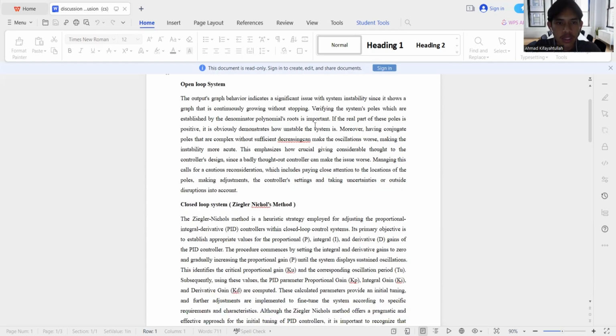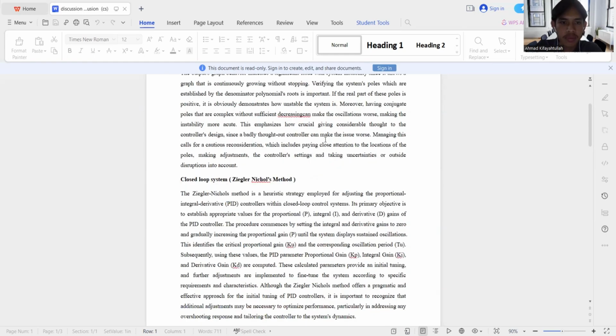For the open loop system, the output graph behavior indicates a significant issue with system instability, since it shows a graph that is continuously growing without stopping. Verifying the system poles, which are established by the denominator polynomial roots, is important. If the real part of a pole is positive, it obviously demonstrates how unstable the system is.